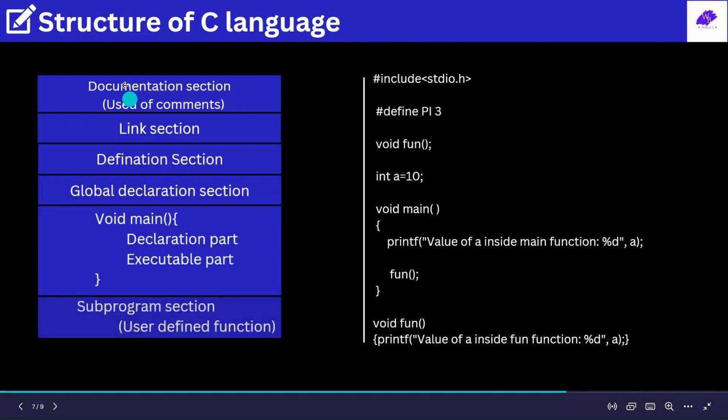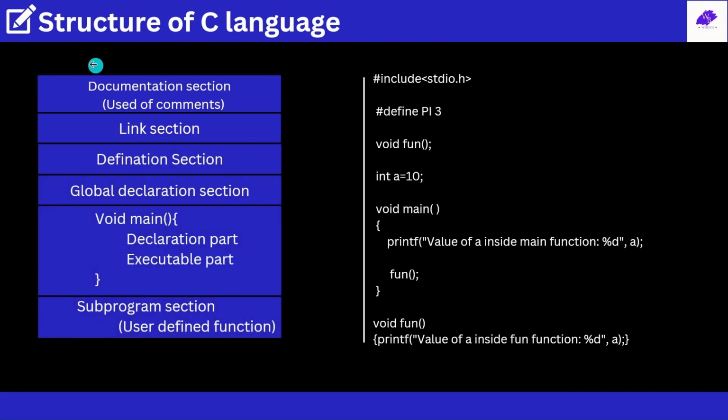So first of all, what is structure of a C language? As we have discussed about the word structure, we know the C language is a structured language. So we can break the whole C language syntax into a structure. That is, the first portion is the documentation section, second is the link section, next is the definition section, global declaration section, main function, and the sub programs which the user defines for themselves.